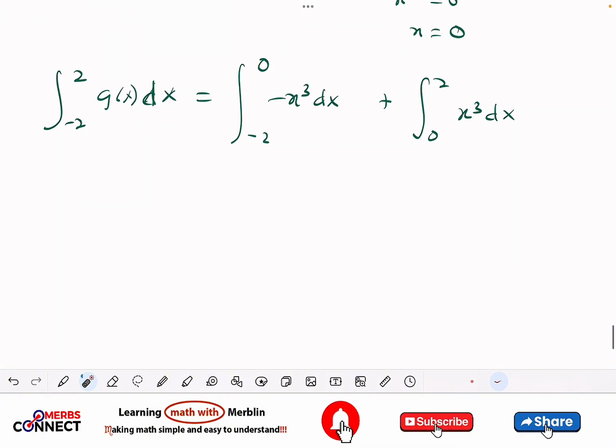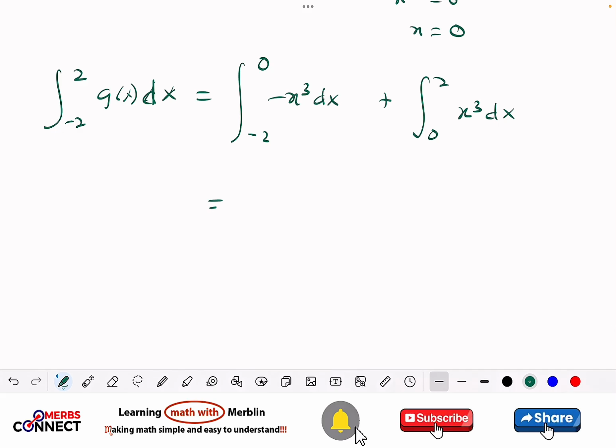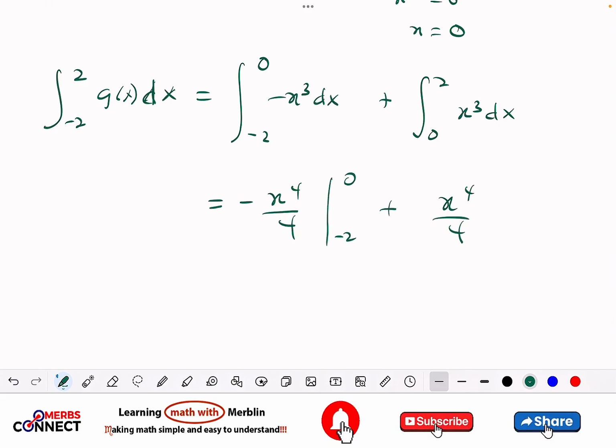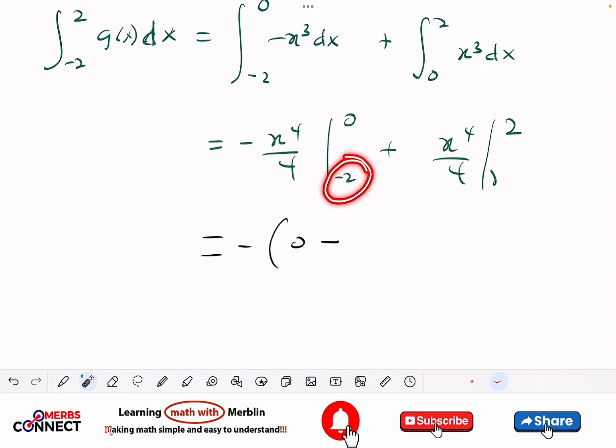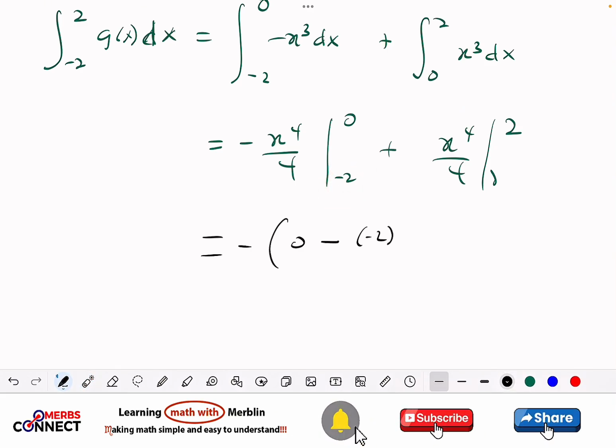So let's see what we are going to get from here. When I integrate x to the power 3, I'm going to have -x^4/4 from -2 to 0 plus x^4/4 from 0 to 2. Plug them in, minus, plug in 0. When you plug in 0, you are going to get 0. So it's going to be 0 minus, plug in -2, and you are going to have -2 to the power 4 divided by 4 plus, plug in 2 here, 2 to the power 4 divided by 4 minus, plug in 0, and you get 0.